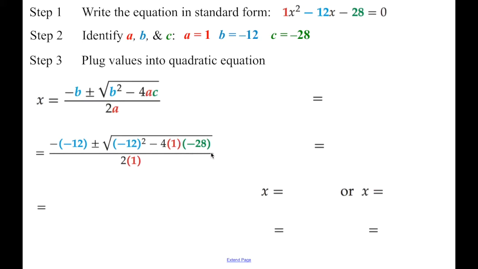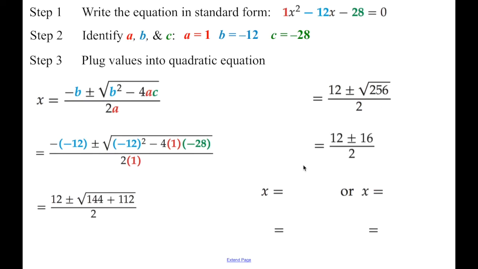And then we're going to start simplifying. So just start taking it a step at a time. The square root is the last thing you do. You've got to get a single number under here. So we have positive 12 plus and minus the square root of 144 plus 112, divided by 2. So now when we simplify again, we get 12 plus and minus the square root of 256 over 2, which is 12 plus and minus 16 over 2.